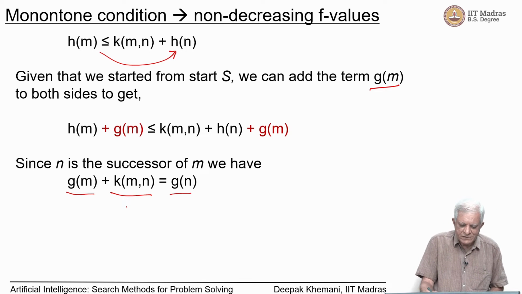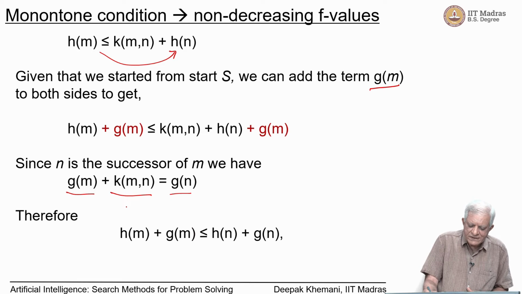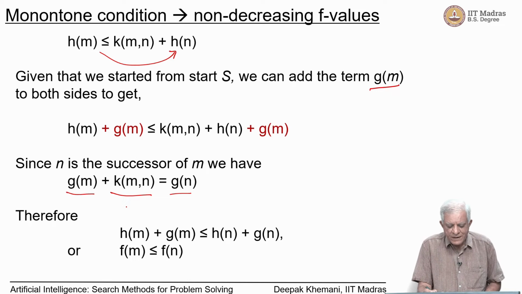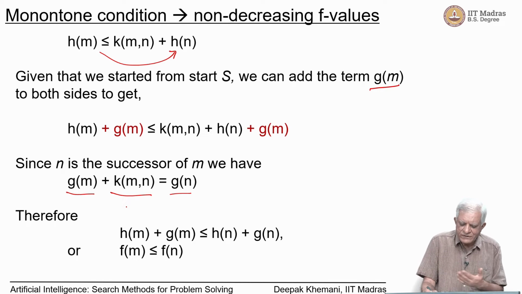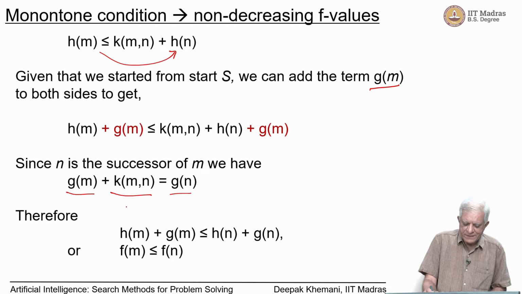So, this equation holds, as a consequence of which we can see that this inequality holds, that h of m plus g of m is less than or equal to h of n plus g of n, which means the f value is increasing as you go towards the goal. Remember, n is closer to the goal essentially.